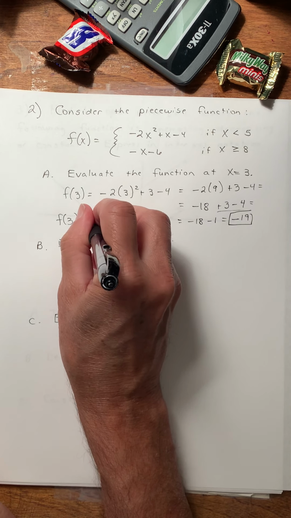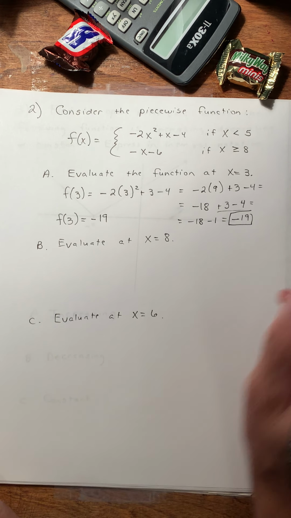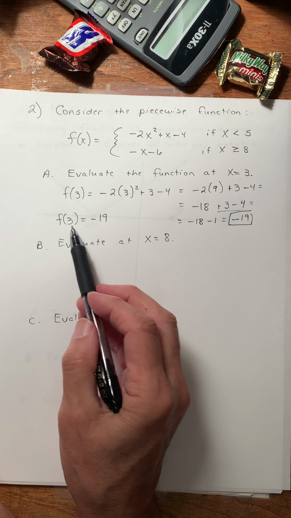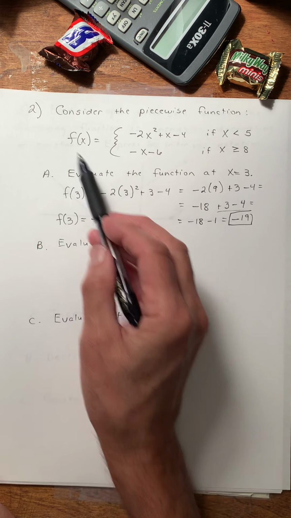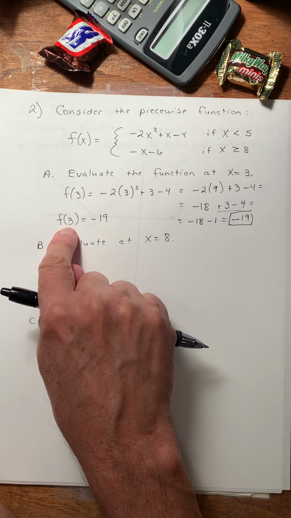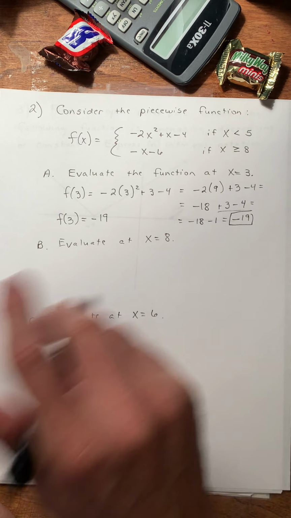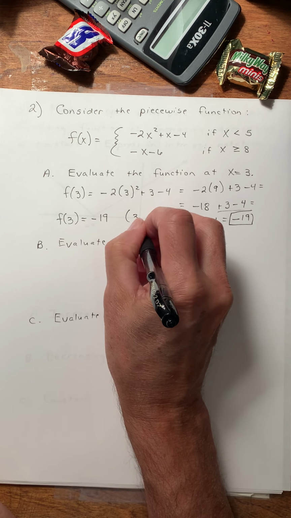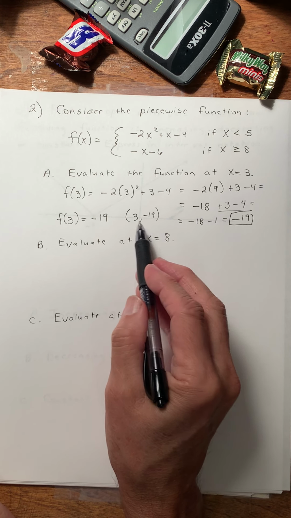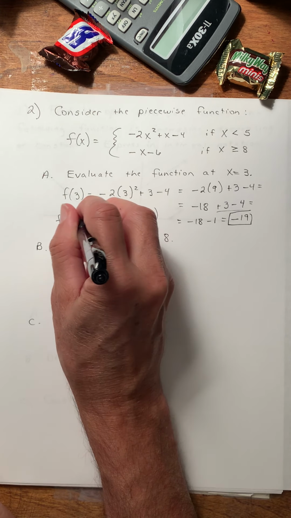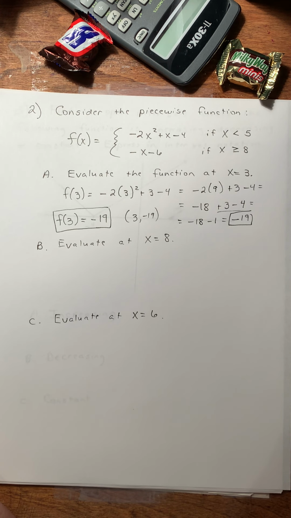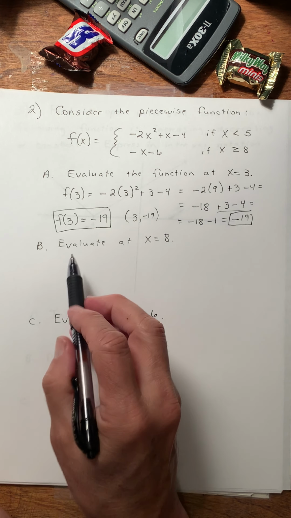is negative 19. And a lot of people don't realize this, but this is, in fact, a point on the graph of this function. Can you tell what the point is? It's x, y. It's 3, negative 19. But that's just a freebie. This is what you're looking for. What is f of 3? Why, it's negative 19.